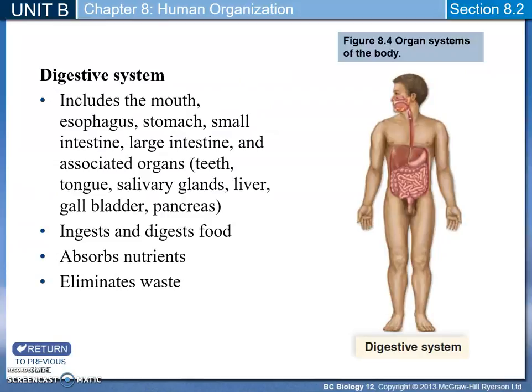Then the digestive system would include the mouth, esophagus, stomach, small intestine, large intestine, and the associated organs as well, like the teeth, tongue, salivary glands, liver, gallbladder, and pancreas. And of course, it ingests and digests food, absorbs the nutrients, and eliminates waste.